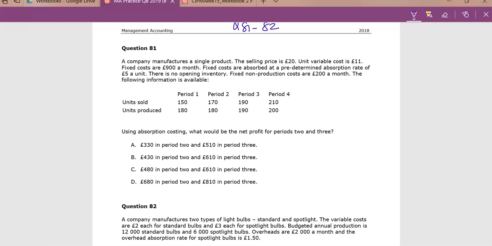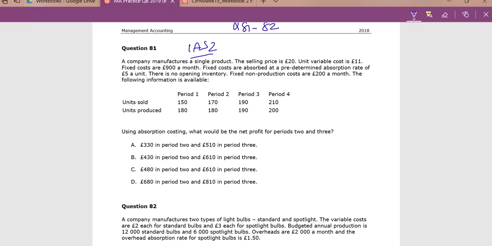I kind of discussed this earlier on. You're just really working through this. The thing with absorption costing is we're absorbing these fixed production costs into the actual product, so into our inventory, as we should as far as the standard is concerned, IAS 2. The stock must include that fixed production cost. Anyway, so let's look at it carefully.